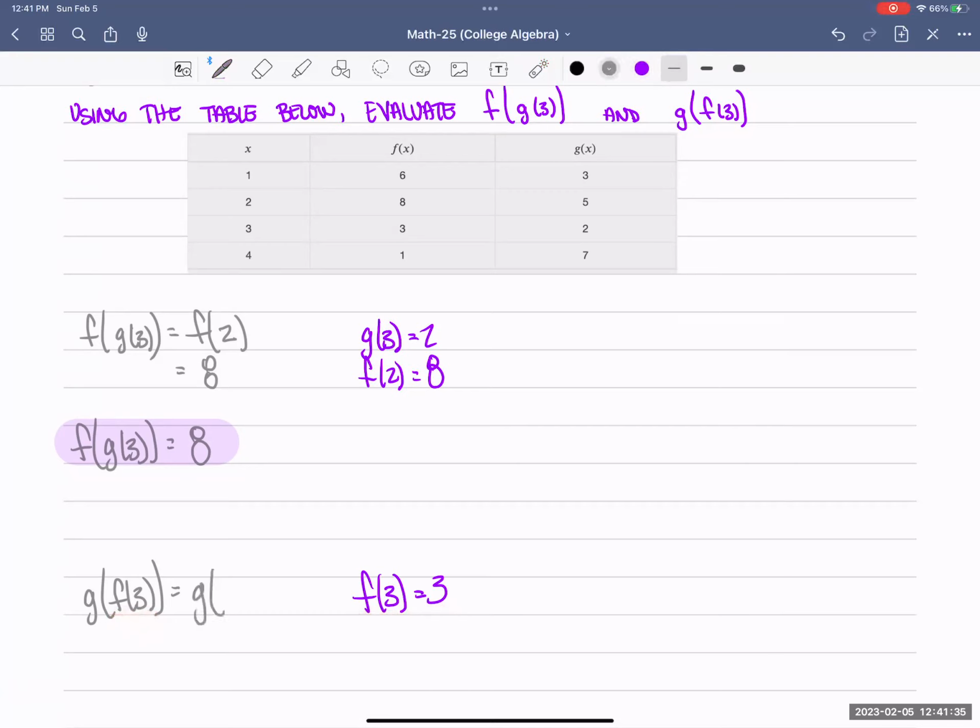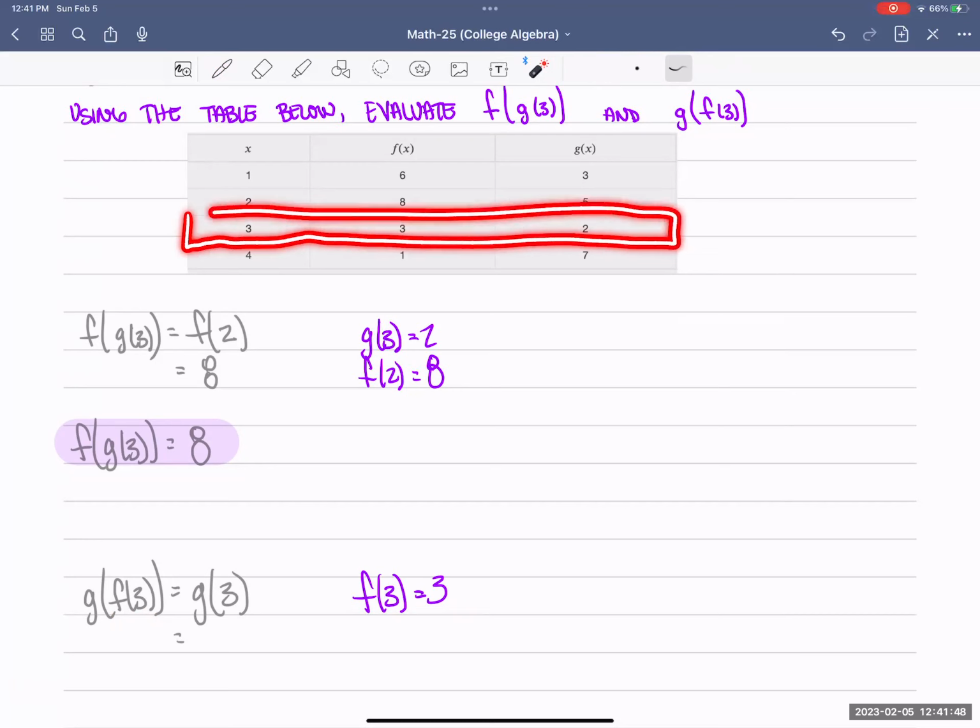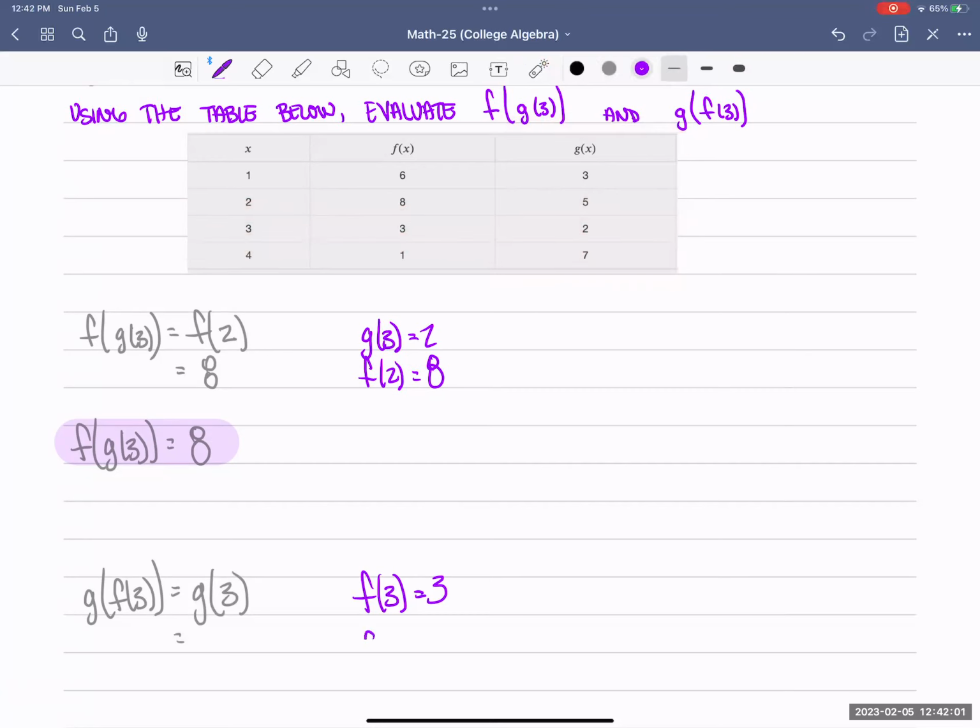So we say that g of 3 is what we're looking for now. So coming right back here, 1, 2, 3. And our function g of x this time is what we're looking for, evaluated here at g of x. And it's this one right here, 2. So g of 3 is equal to 2. That one's equal to 2. So this part here is equal to 2.